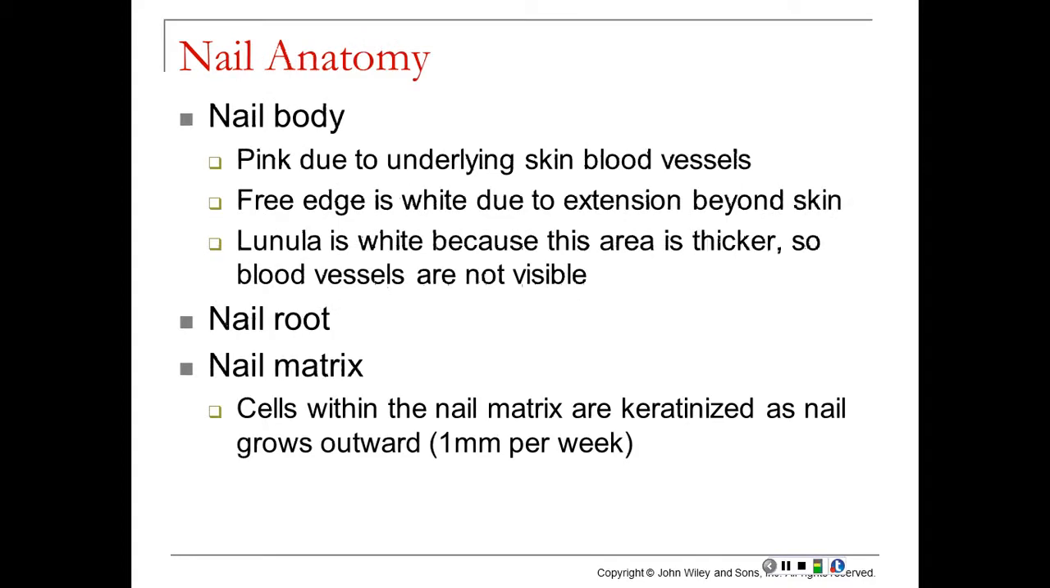The overall anatomy of our nails: they appear pink because of the underlying blood vessels. They have a free edge, which is white because it goes beyond the skin, so that's why the tip of your nail is a different color than the body of your nail. The lunula is that little white half-moon circle that you see at the base of your nail. It's a little thicker, and blood vessels are not visible there, which is why it appears white. There's also a root to your nail, just like there was a root to your hair, and a matrix to your nail, just like there was a matrix with your hair. The matrix is where the cells grow. The cells become keratinized. As that nail grows outward, the cells within this matrix are kind of pushed out, just like the cells within your hair.